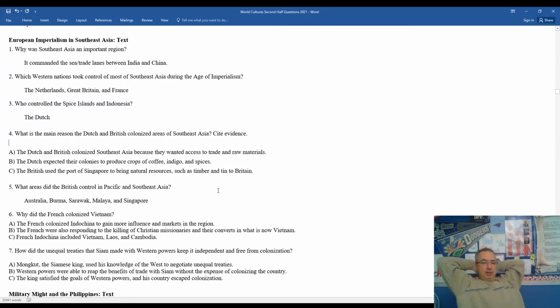Question 5, what areas did the British control in the Pacific? In the Pacific, as well as Southeast Asia: the land down under, Australia, Burma, Sarawak, Malaya, and Singapore.